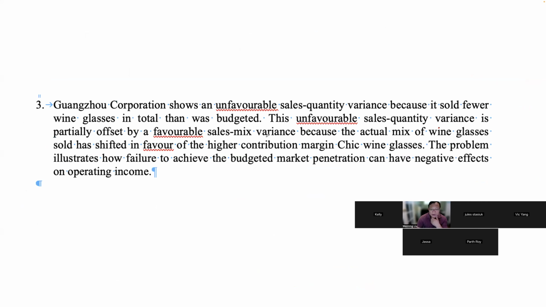It is offset by a favorable sales mix variance because the actual mix of wine glasses sold has shifted in favor of the higher contribution margin cake wine glasses. The problem illustrates how failure to achieve the budgeted market penetration can have a negative effect on operating income.